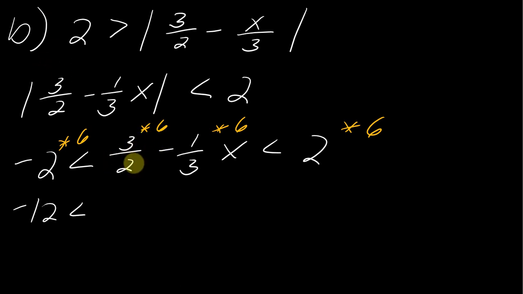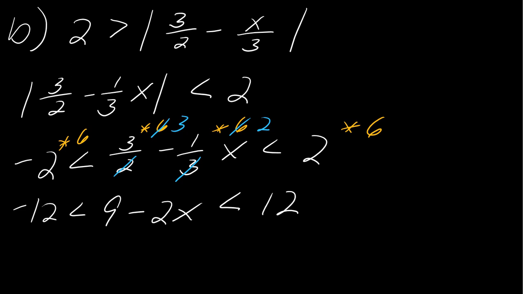When I multiply these together, 2 goes into 6 three times. So I'm left with the calculation 3 times 3, so that's a 9. And then 3 goes into 6 twice, so I'm left with the calculation 1 times 2x, so that's just going to be 2x. And then this will be less than 12.